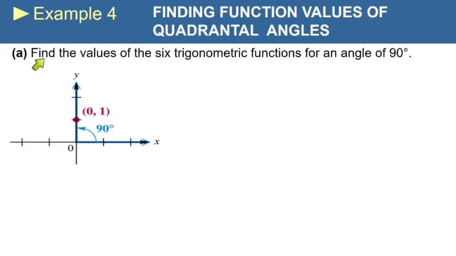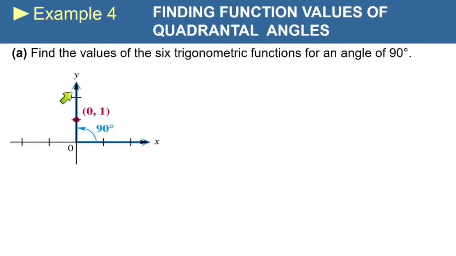So here in example 4, it says find the values of the 6 trig functions for an angle of 90 degrees. And so you can see they've drawn us here an angle in standard position that's 90 degrees. And you can see that the terminal side goes through the point 0, 1. So we have x and we have y. To find the 6 trig functions, of course, we need r. Now we normally would use the Pythagorean theorem to find r, but you don't really have a triangle here. So remember that r is the distance from the origin to the point.